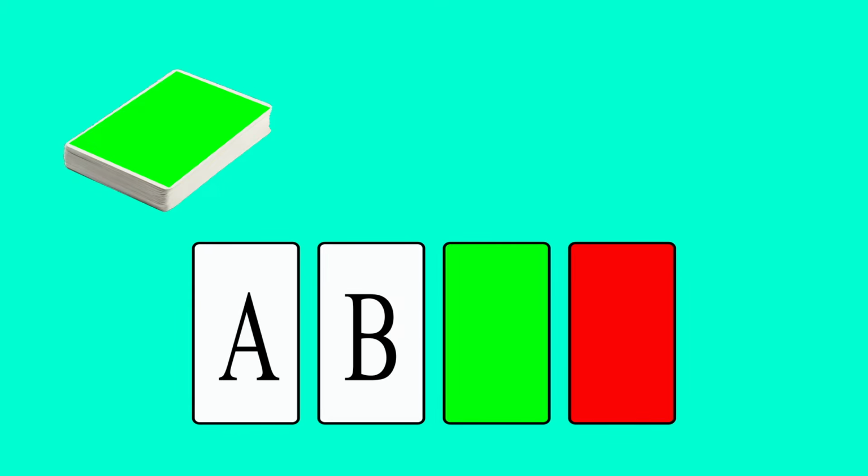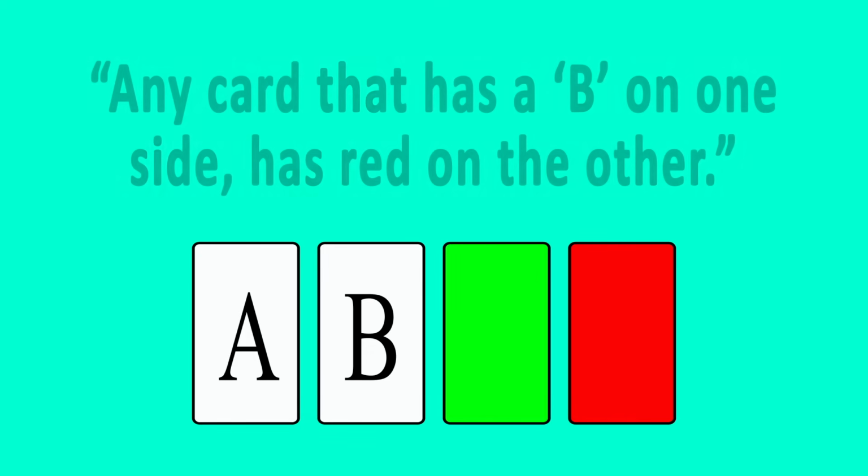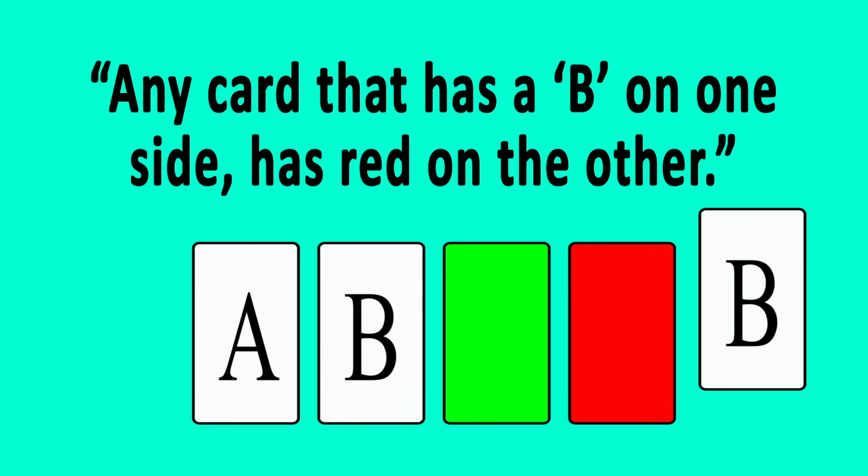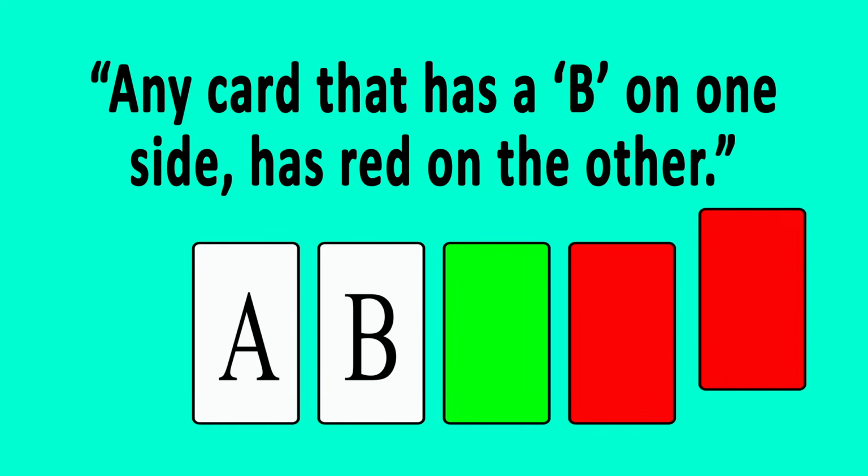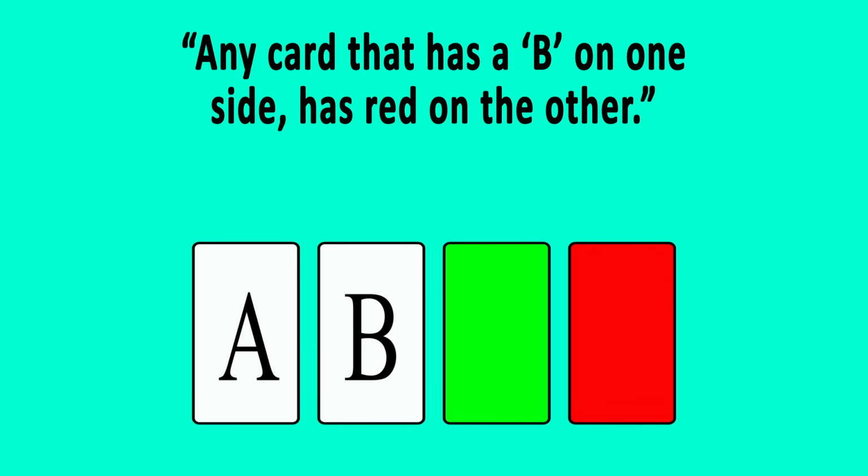You see a card with the letter A on it, one with the letter B, and one that is green, and one that's red. I'm telling you that this deck of cards follows a very simple rule. Any card that has a B on one side always has red on the other side. Your task is to test my rule as best you can, and you're allowed to flip over 2 of these cards in order to test it.